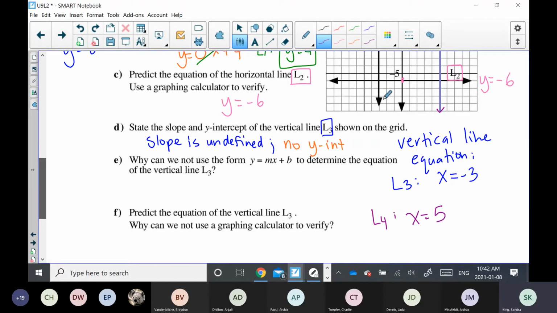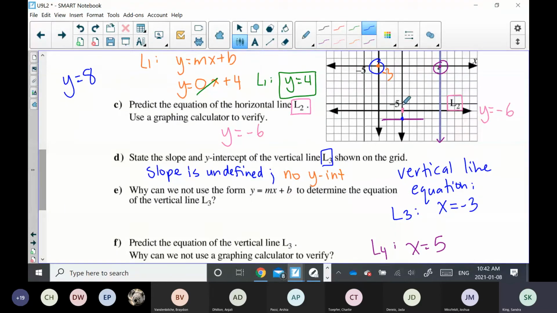Okay. If I drew a horizontal line going through, let's say right here, you look at the y-intercept, and that y-intercept would be -5, -6, -7. So that line there would be y is equal to -7. So that's how you do vertical and horizontal lines and the equations of them.